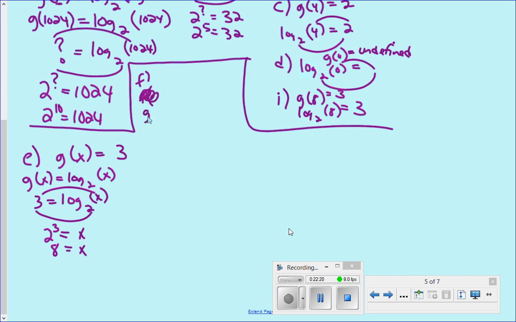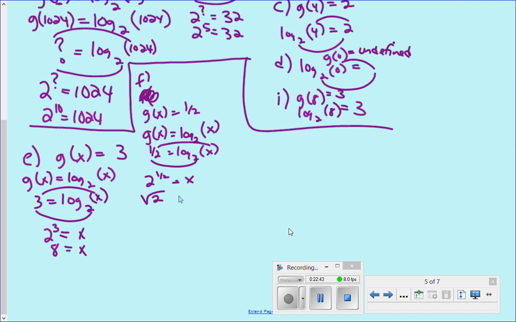So F, G of x equals 1/2. So G of x equals log base 2 of x. So I'm putting 1/2 in the G of x spot. So 2 to the half equals x. Well, I know 2 to the half is the same thing as the square root of 2. So x equals the square root of 2. That was part F. I also asked you to try part H.